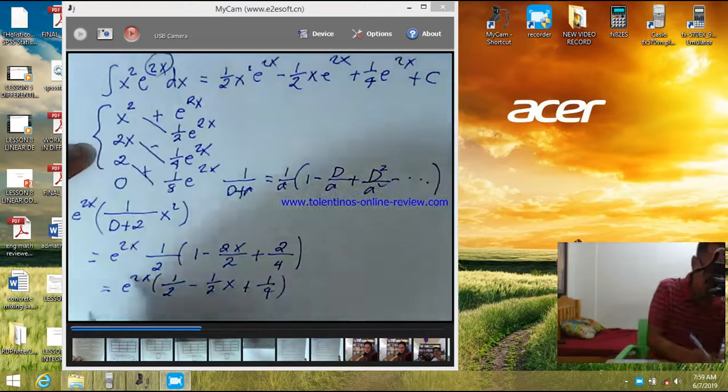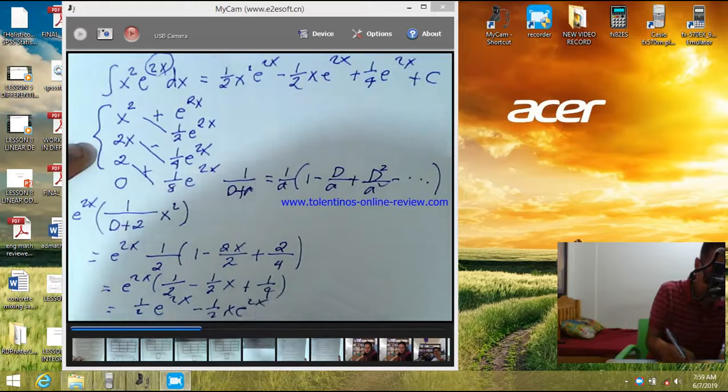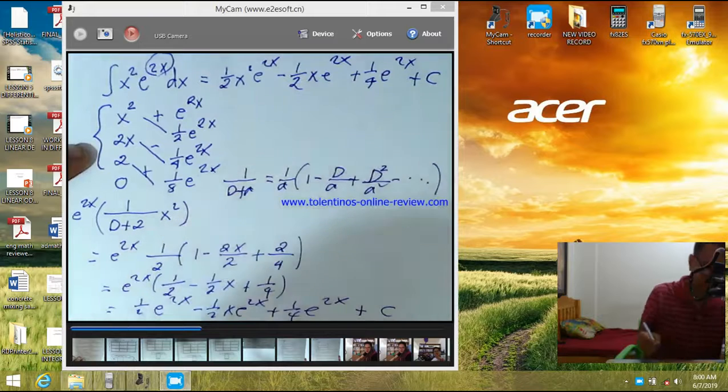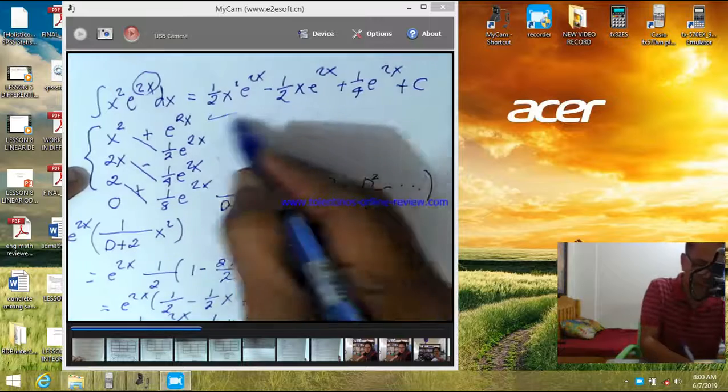So the integral now is 1/2 e to the 2x, then minus 1/2 x e to the 2x plus 1/4 e to the 2x plus c. Now this will give you the integral, which is the same as this one.